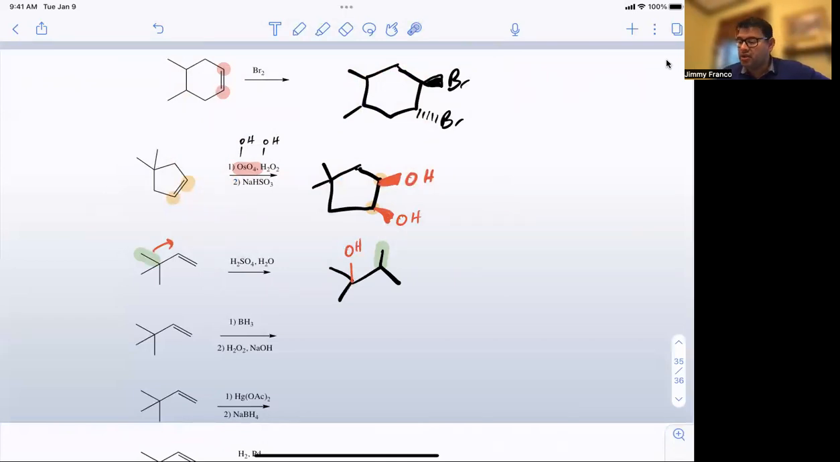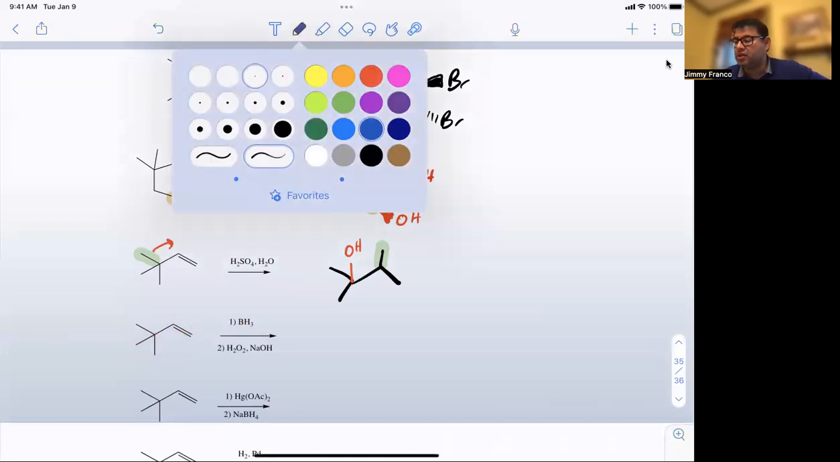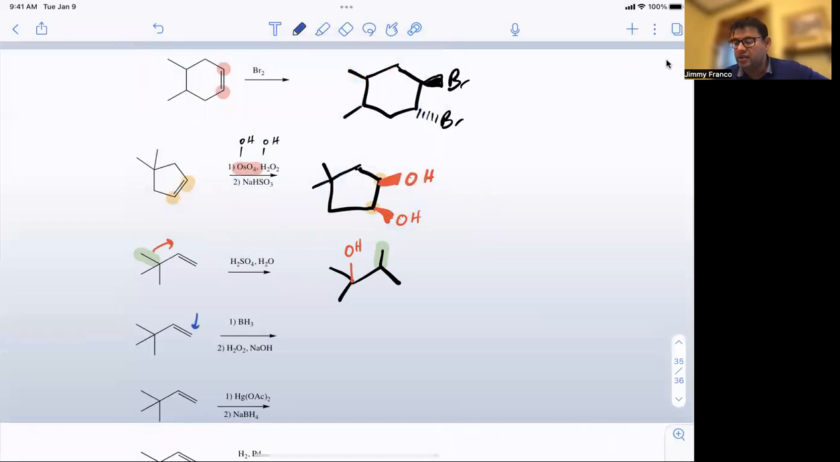The next one is BH3 on the exact same molecule. But remember, BH3 adds anti-Markovnikov, so it's going to add to that least substituted carbon. So when we're looking at this, we're going to add it to that least substituted carbon of the double bond with no rearrangement. So we'll draw the molecule just the way it is. And I'm going to highlight where the double bond was. And so we just get the alcohol off the end.